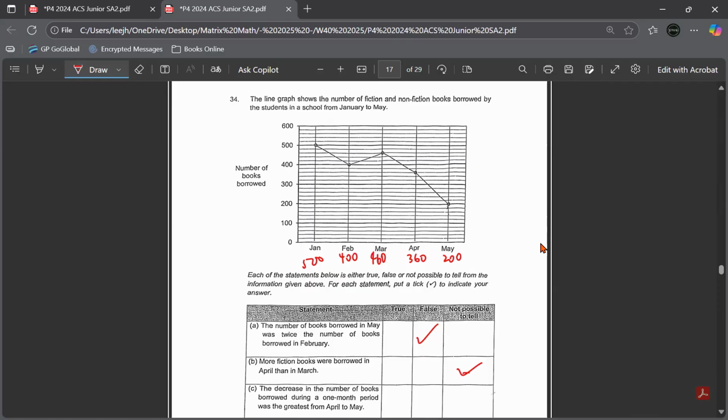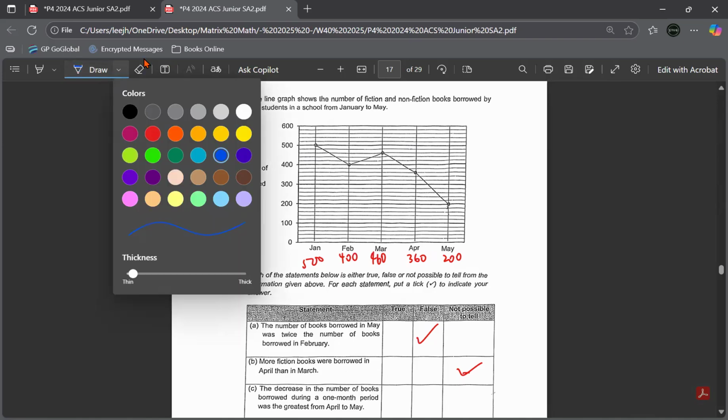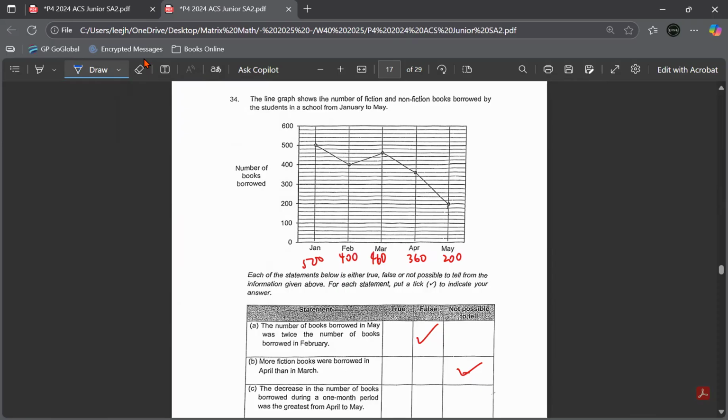Okay. Question number C. The decrease in the number of books borrowed during a 1 month period was the greatest from April to May. Okay. So you ask yourself, April to May. So April is 100. Okay. Let me use another color. Blue lah. There you can see. So April to May, there's a difference of how many? 360 minus 200, 160. Okay, but you see there are three decreases, ma.